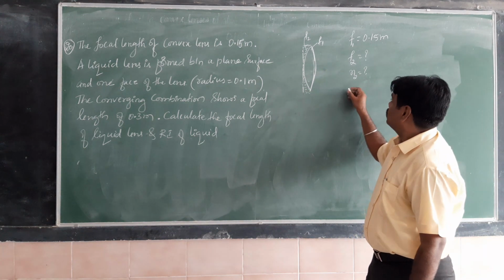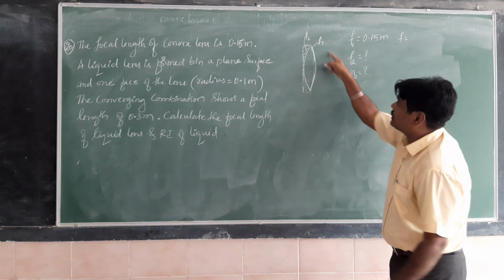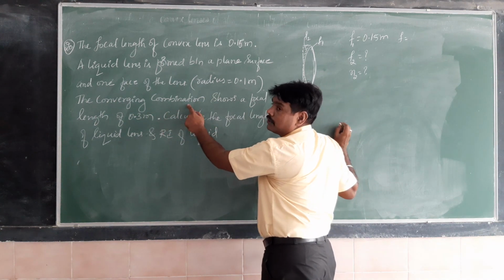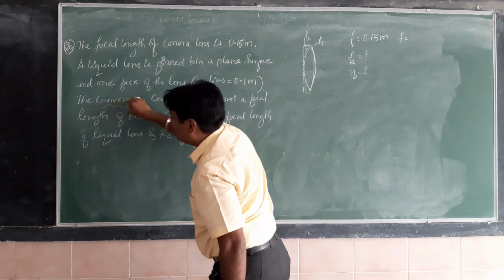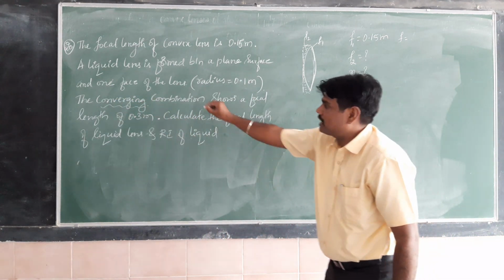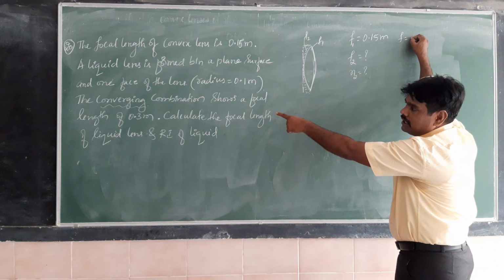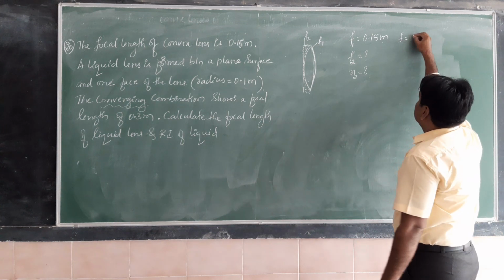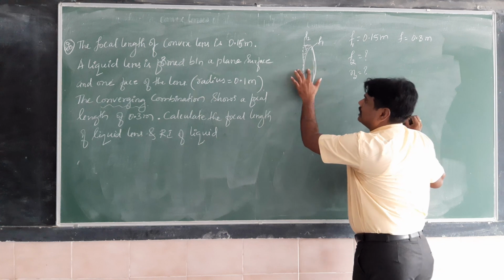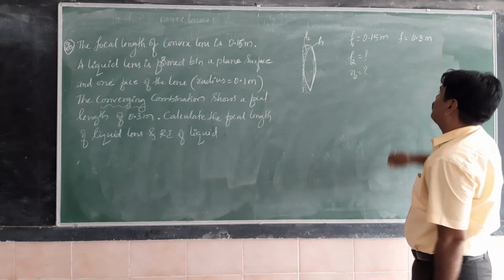By combining these two, the resultant focal length f is given. F is the focal length of these two lenses. See here, the converging combination. This is also important. Converging means it acts like a convex lens, and for a convex lens we have to take the focal length as positive. Here, the converging combination shows a focal length of 0.3 meter. So the focal length of both lenses combined, what we call the resultant focal length, is f equal to 0.3 meter.